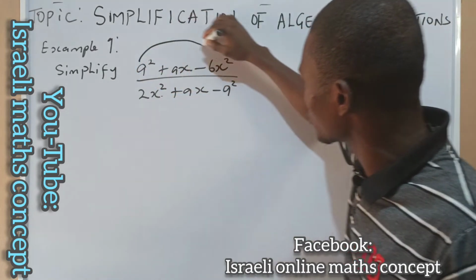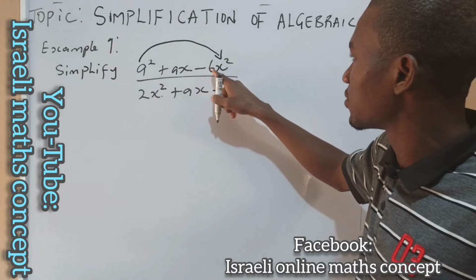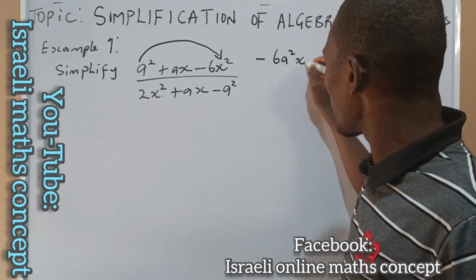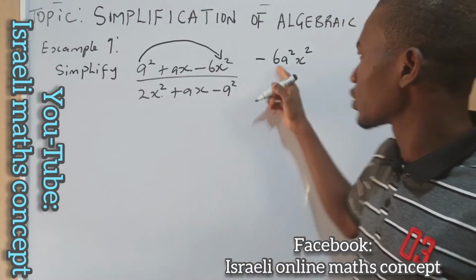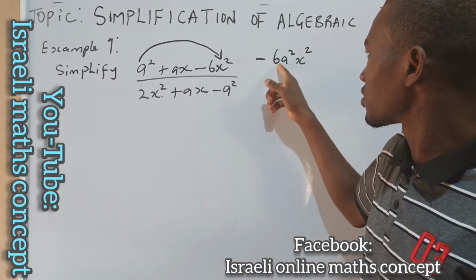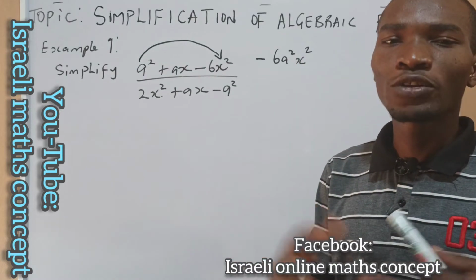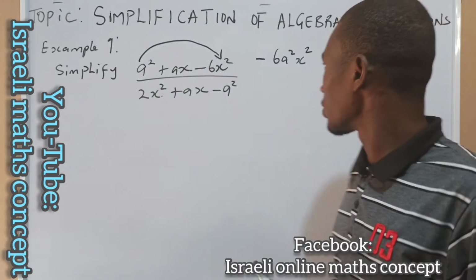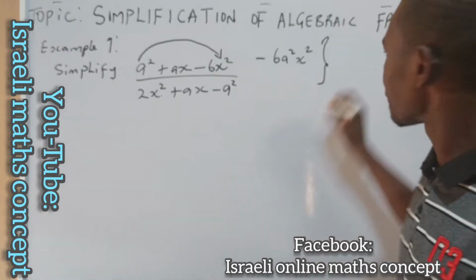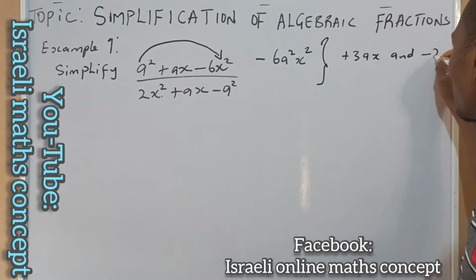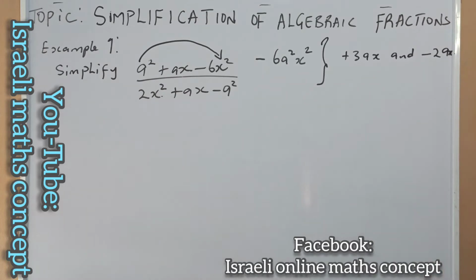If a raised to power 2 multiplies negative 6x raised to power 2, we are going to have negative 6a squared x raised to power 2. Now we look for two factors that when we multiply them together, we get minus 6a squared x squared, and when we add those two factors together, we get ax. And what are those two factors? Let's take the two factors as plus 3ax and minus 2ax.